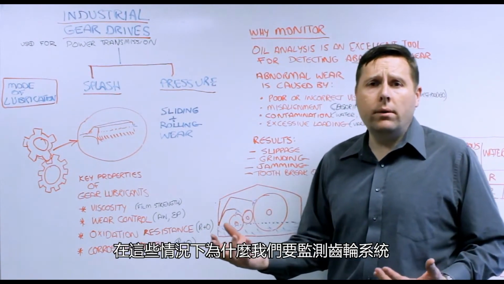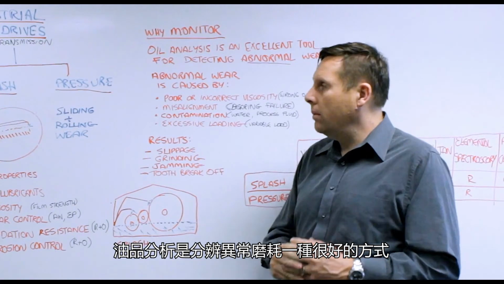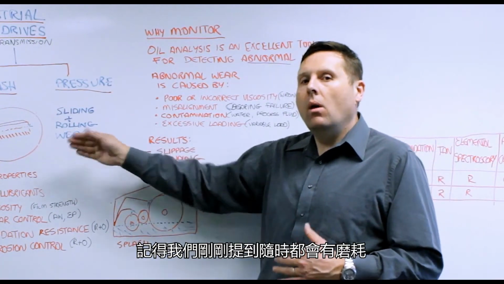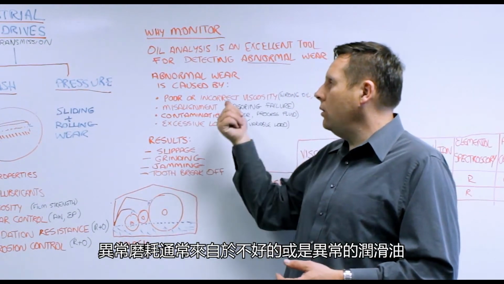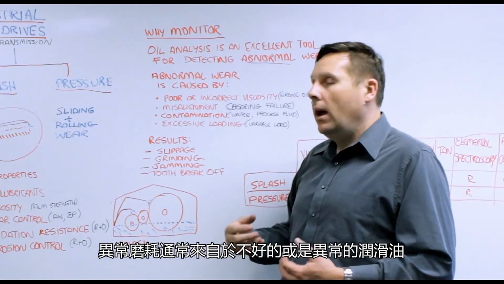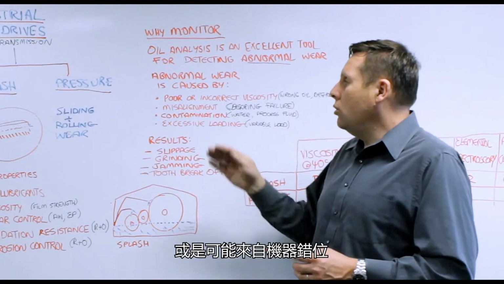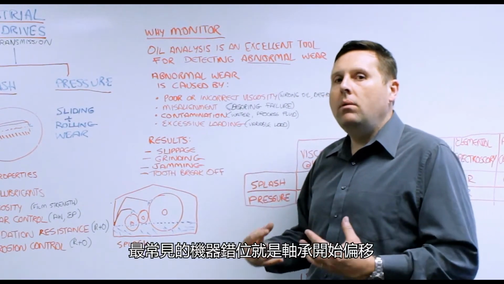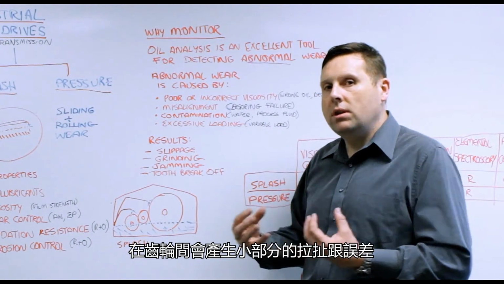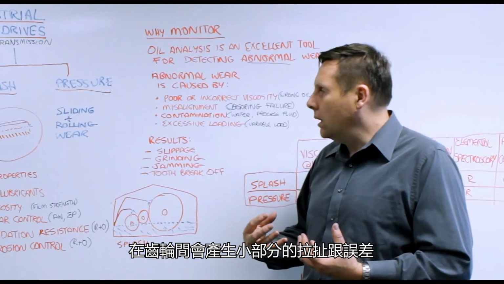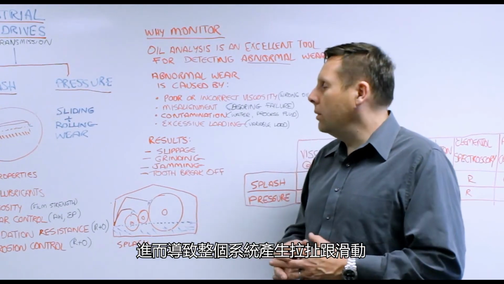In all cases, why do we monitor gear systems? Well, oil analysis is an excellent tool for determining abnormal wear. Remember, we said that there's always going to be wear. We get concerned when there is abnormal wear. Abnormal wear is caused when you have poor or incorrect lubricant. That could be because the viscosity is wrong, wrong oil, or it's degraded. You can have a misalignment issue. The most common way for gears to get misaligned is if the bearing starts to lose its tolerances and you start to have a little bit of chatter or play with the gears, with the bearings, that will cause chatter and slippage with the gear systems.